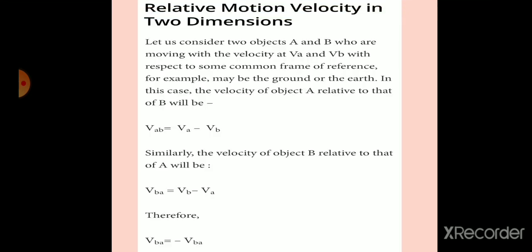Coming to the concept of relative velocity in two dimensions. We have already studied that relative velocity VAB is equivalent to VA minus VB and VBA is equivalent to VB minus VA. This is applicable in the case of two dimensions also. Here also VBA will be equivalent to minus of VAB.